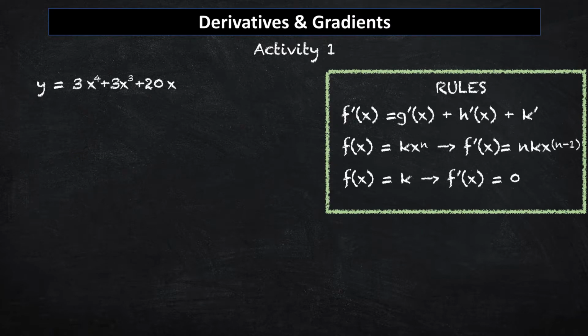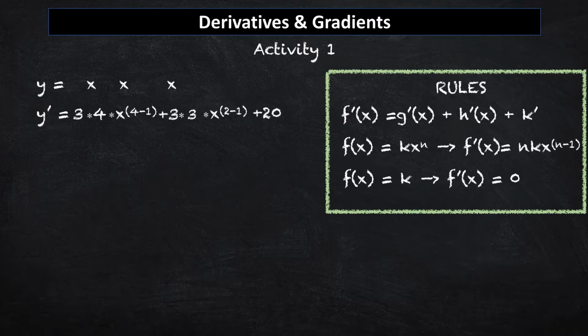Let's see again another example. This time we have the function 3x to the power of 4 plus 3x to the power of 3 plus 20x. The derivative is 3 multiplied by 4 multiplied by x to the power of 4 minus 1 plus 3 multiplied by 3 multiplied by x to the power of 3 minus 1 plus 20. And if we do all the calculations, we find that this is equal to 12x to the power of 3 plus 9x to the power of 2 plus 20. And this is the final answer, the final derivative of the function y.